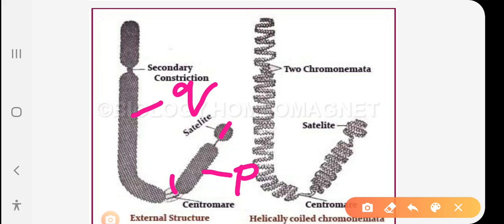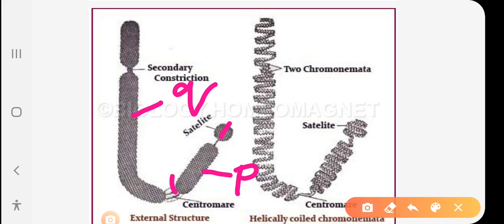Either of the daughter cells, and to maintain the constant number of chromosomes for a species or organism. Sometimes the microtubules attach to the entire chromosome. So that means there is no specific position of the centromere in a chromosome. The microtubules can attach to the entire chromosome. In that scenario, the chromosome is said to be holocentric.